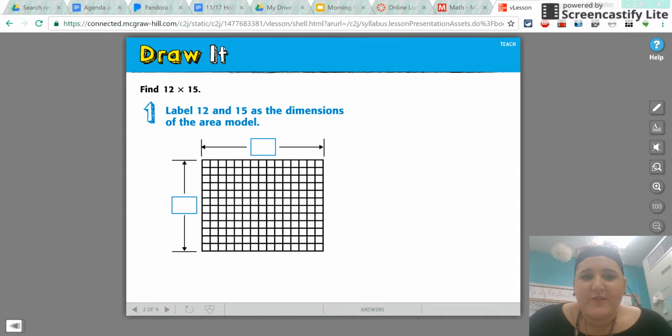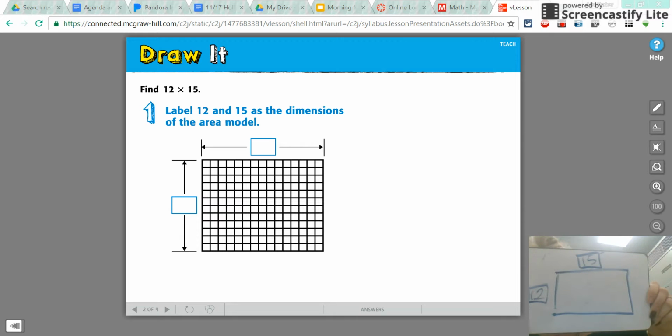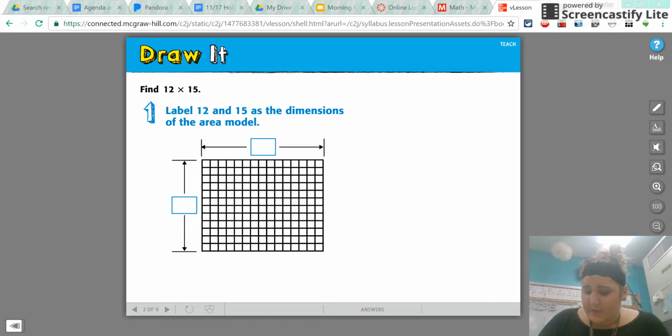It says label 12 and 15 as the dimensions of the area model. So count out which ones are 12 and count out which ones are 15. But you probably can see that one side is longer than the other. That's going to be the 15 at the top and the 12 on the side. So if I've got mine, it looks like this. Okay, you're just labeling the area model that they've laid out for you.